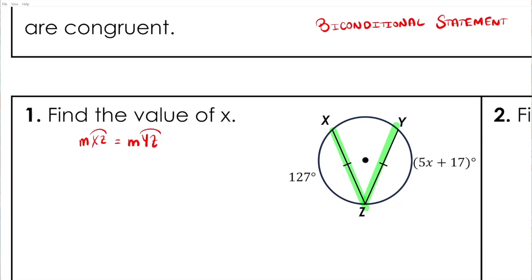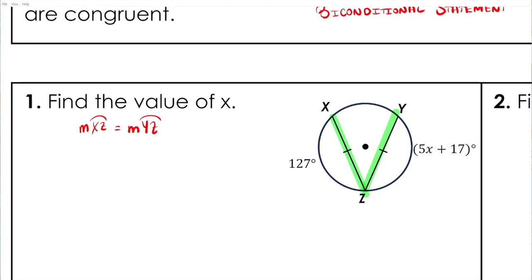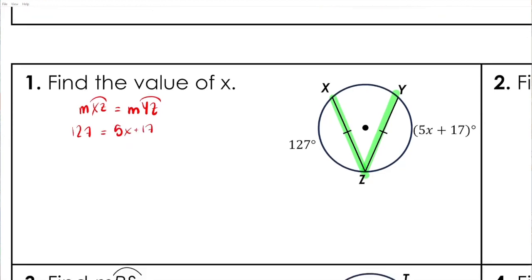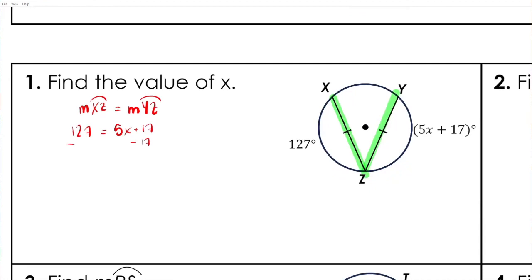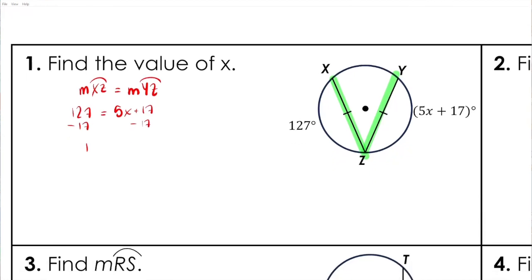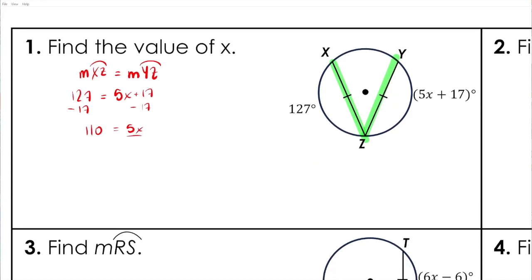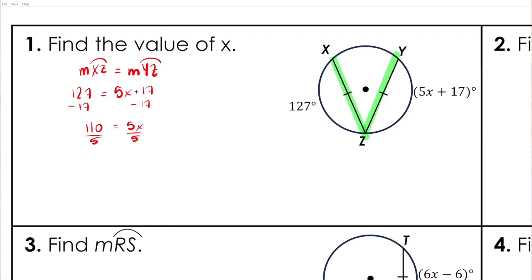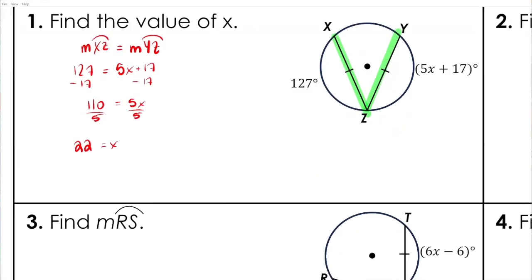XZ equals YZ. And mathematically speaking, if things are equal, that means we can solve for something. So 127 equals 5x plus 17. Subtract 17. 110 is 5x. Divide by 5. So x is 22.